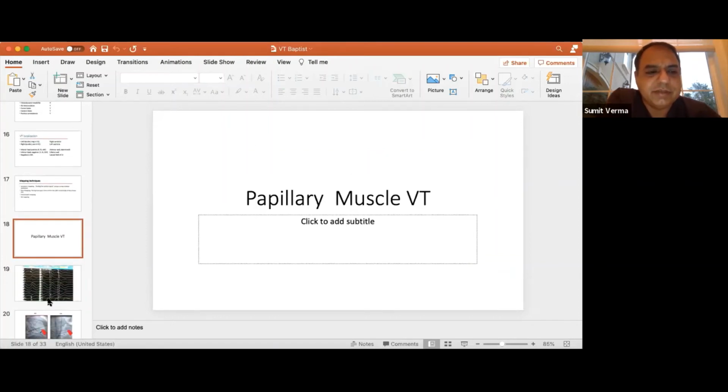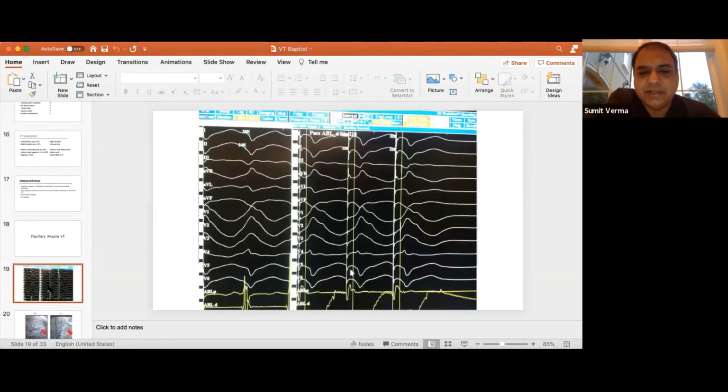Here's a few examples. We have cases where patients develop papillary muscle VT. And of course, this is the VT in the reference box. This is us pacing. We're getting a very good pace map. You can see that it's almost similar.